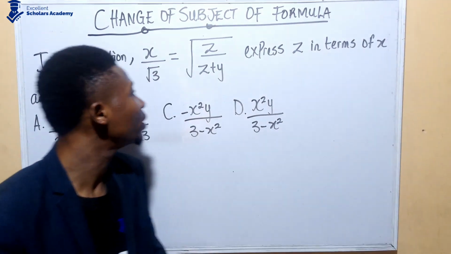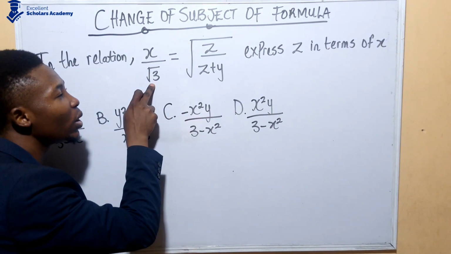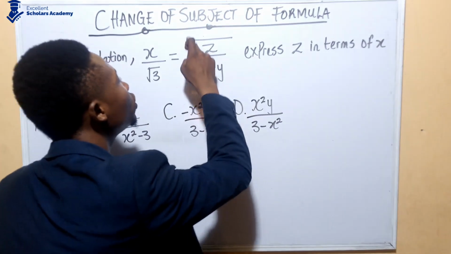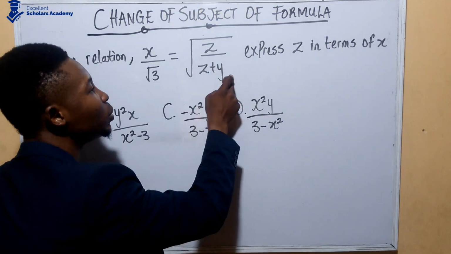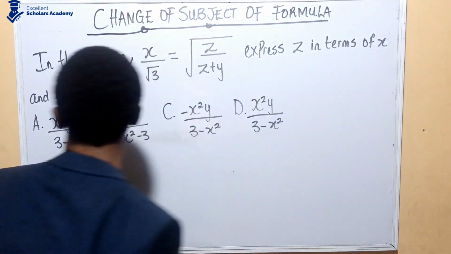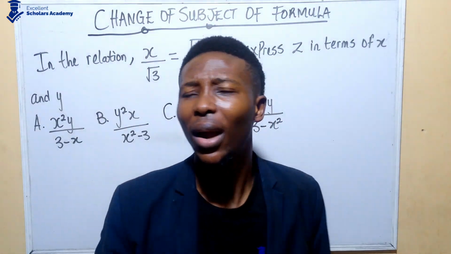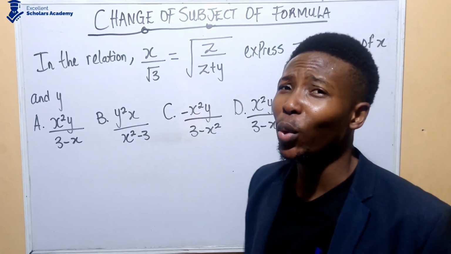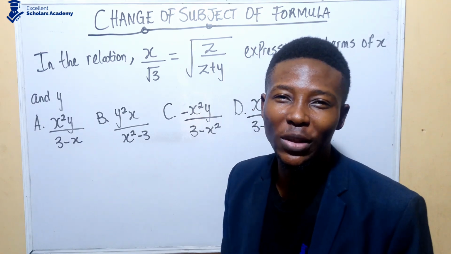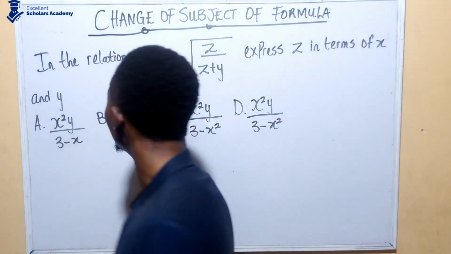In the relation x over square root of 3 is equal to square root of z over z plus y, express z in terms of x and y, meaning you have to make z the subject of formula. You might look at this question and say there's z here and there's z here. How do you want me to make z the subject of formula? It's possible. Now, let's go to business.